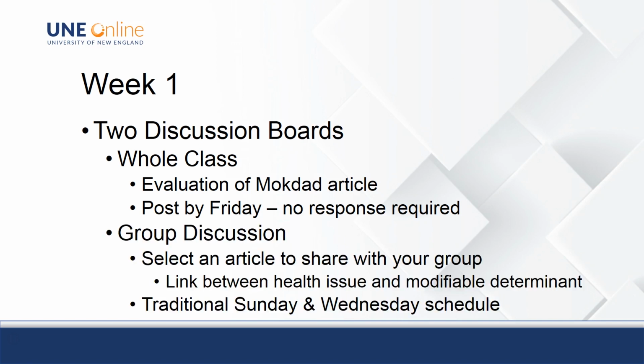Then be prepared to post the regular group discussion, which is among your smaller group. You're going to select an article using the strategies we talk about this week to share with your group. It's going to talk about a link between the health issue and a modifiable determinant. It's going to be traditional group discussion schedule in that you will turn in your initial post to the group discussion on Sunday, and your responses are both due by Wednesday.